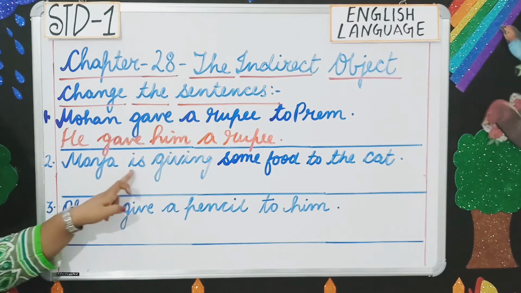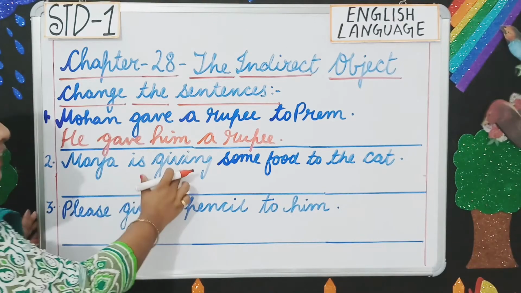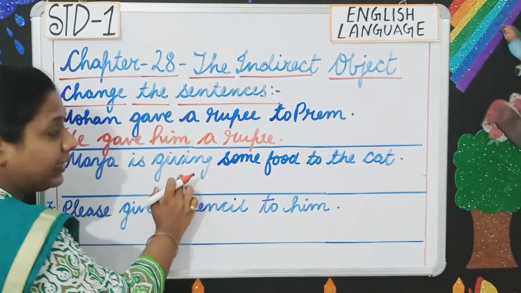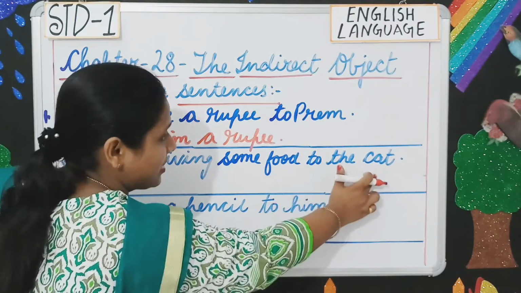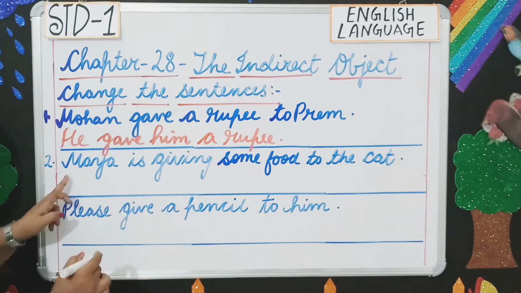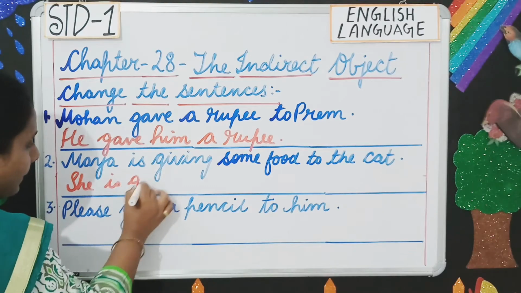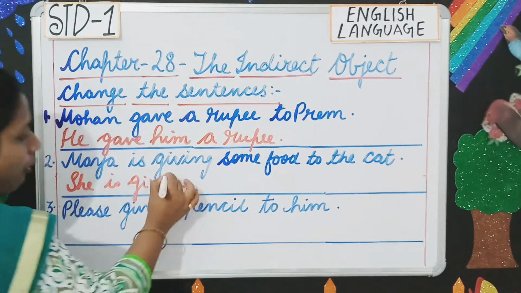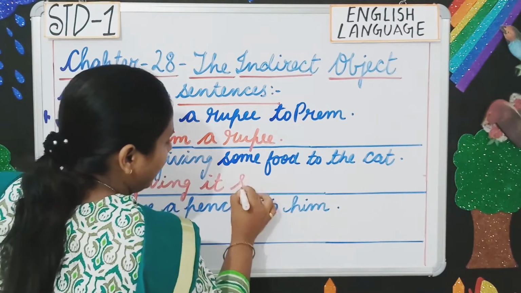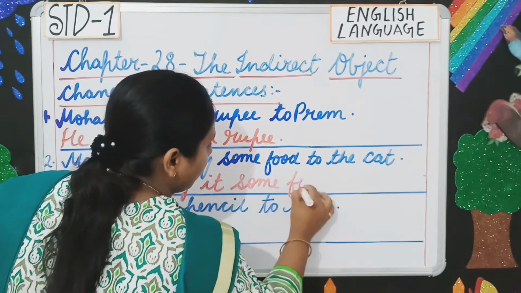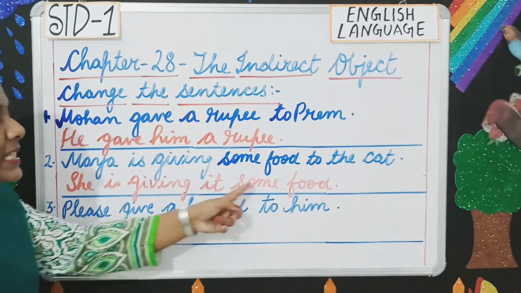Next, Maya is giving some food to the cat. So, Maya is giving. So, the action is giving. Giving what? Some food. Now, this food is received by the cat. So, how will you change this sentence? For Maya, you will use she is giving. For the cat, you will use the pronoun it, and then you will write some food. So how have we changed this? She is giving it some food.